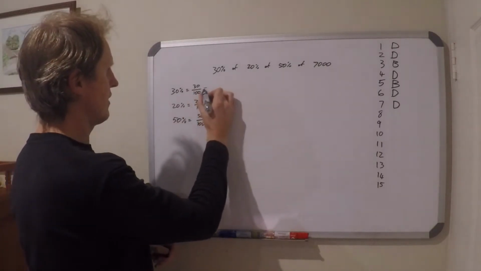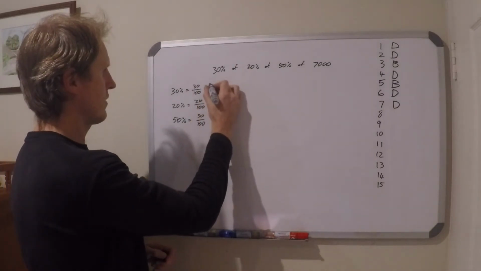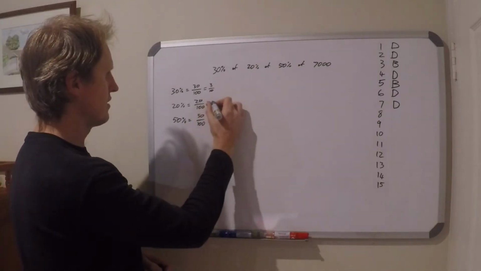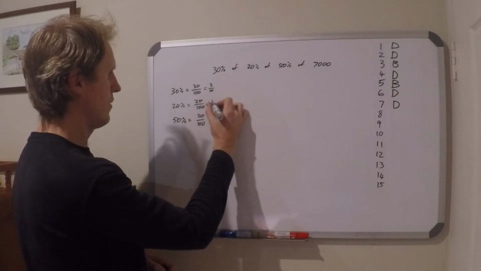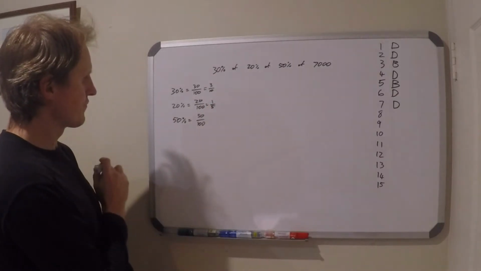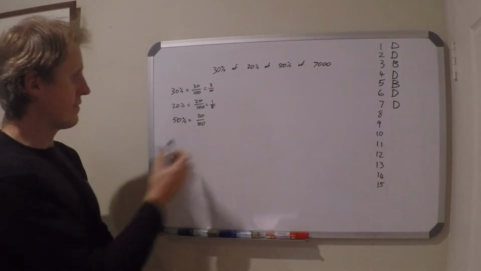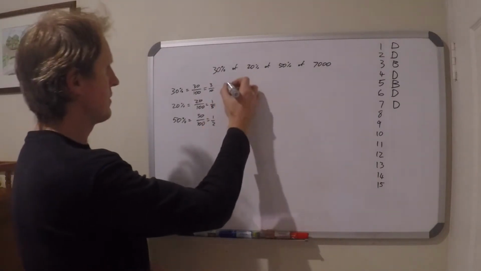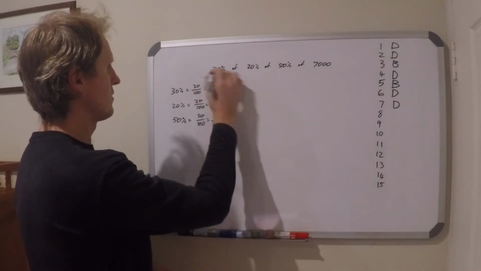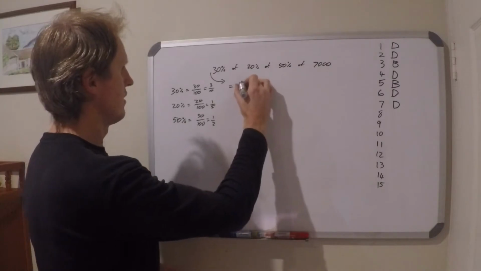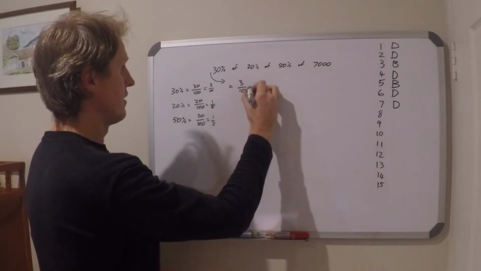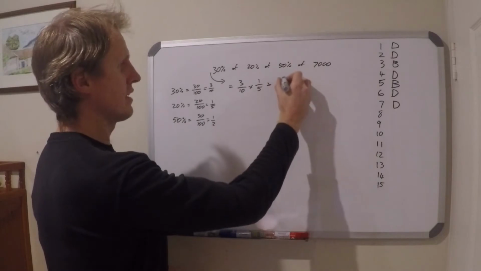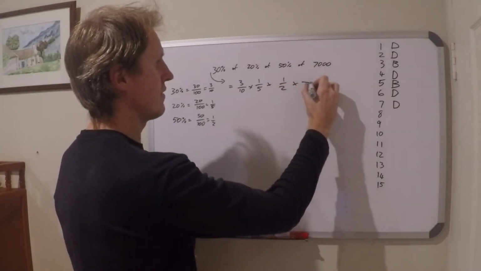So let's simplify these. Here I'm going to divide the top and the bottom by 10, so that's equal to 3 over 10. Okay, over here I can divide top and bottom by 20, so that is equal to 1 over 5, and here I can divide top and bottom by 50, which is equal to 1 over 2. So let's put these numbers in. 30% equals 3 out of 10. Of is times, 20% is 1 over 5, times 50% is 1 over 2, times 7,000.